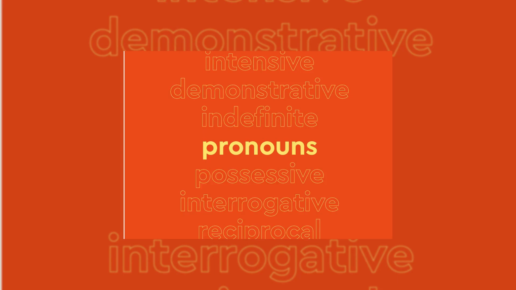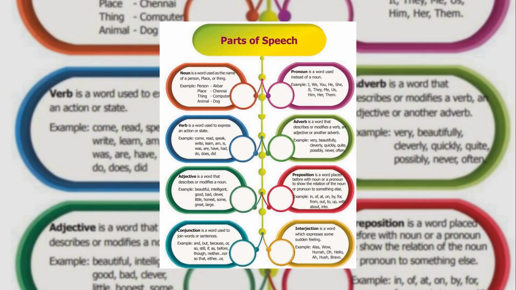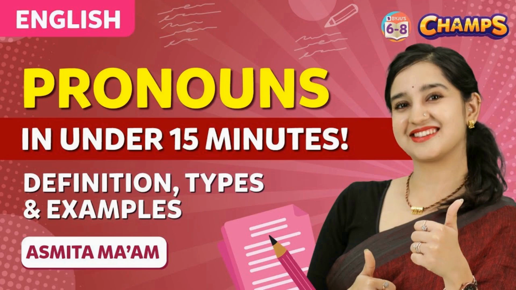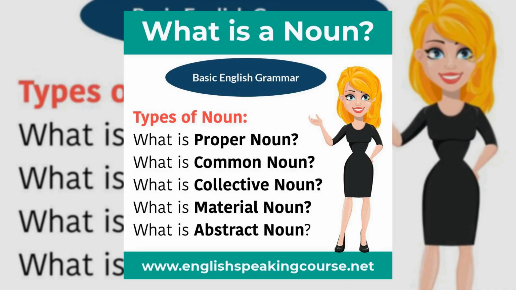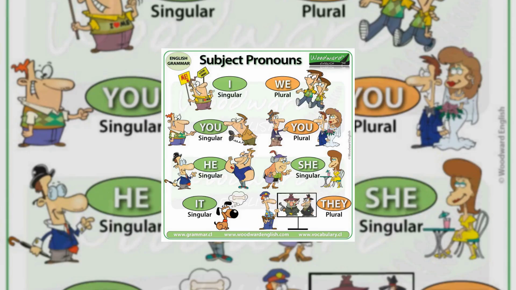Lecture 5, Nouns, Pronouns, and Articles. Objectives. Learn different types of nouns and pronouns. Understand when and how to use articles. Nouns. 1. Countable nouns. Things you can count. Example, 1 apple, 2 apples. 2. Uncountable nouns. Things you can't count. Example, water, advice.